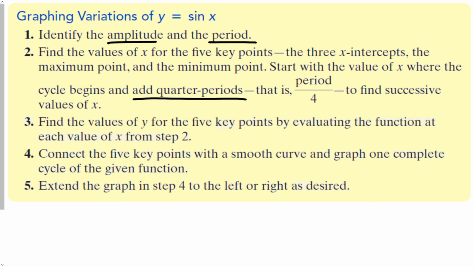Then we find the y values of the 5 key points by evaluating the function for each value of x. And I'm going to show you a trick to this. We're just going to use the unit circle and the amplitude to help us change the points around. And we're going to connect them, and then we're going to repeat them as much as we want. So let's give this a try.